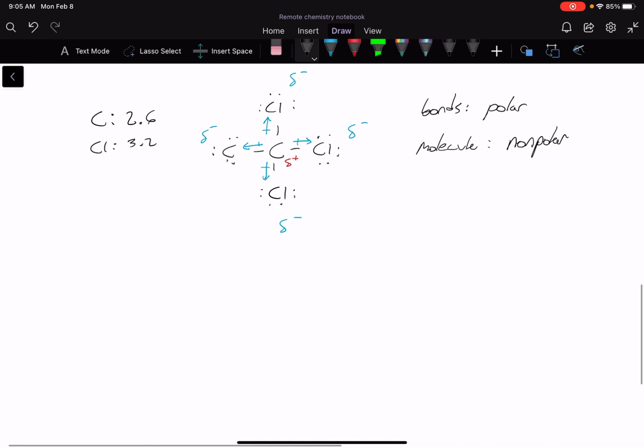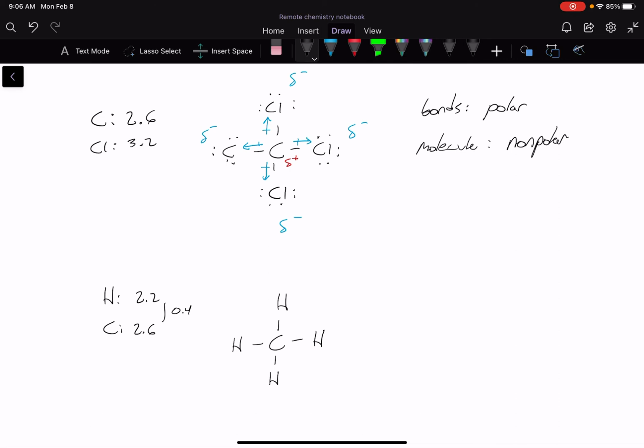Let's look at one more example. So we're going to do CH4. CH4 looks like this. It's also known as methane. Now, hydrogen has an electronegativity of 2.2. Carbon has an electronegativity of 2.6. Now, because the difference between these two numbers is 0.4, whenever you have an electronegativity difference of 0.4 or less, we say those electronegativities are pretty much the same. They're equivalent.